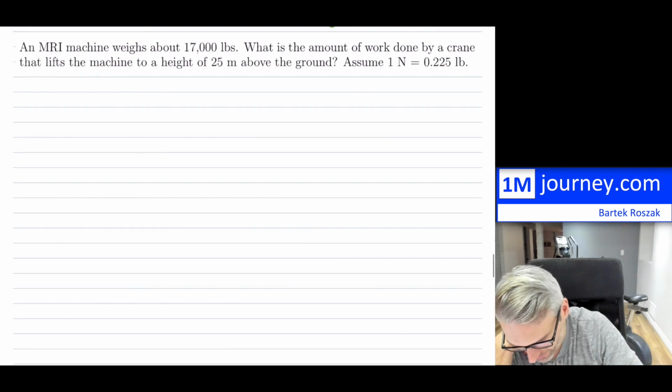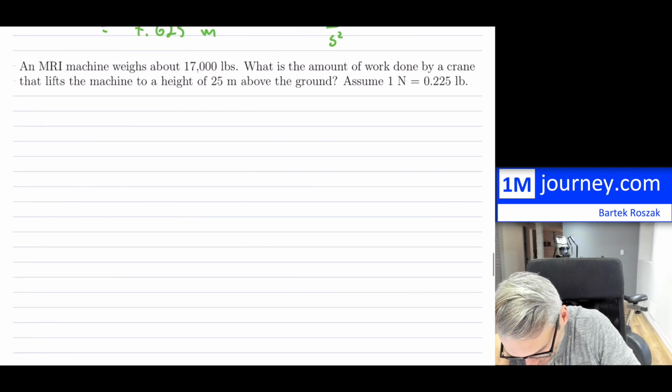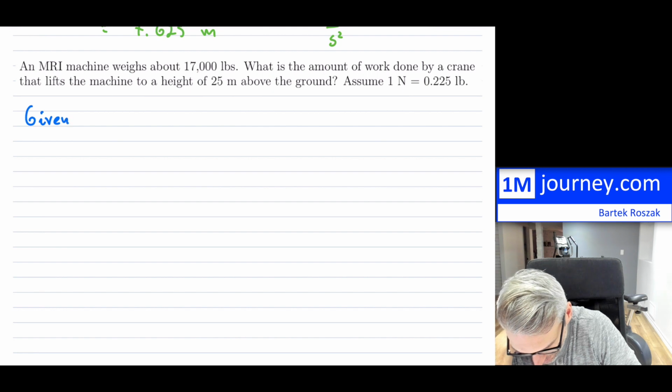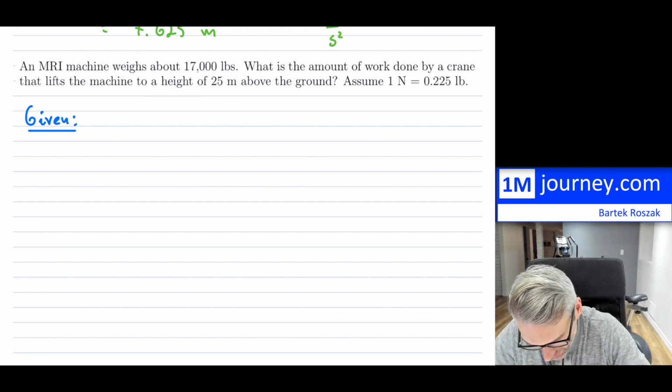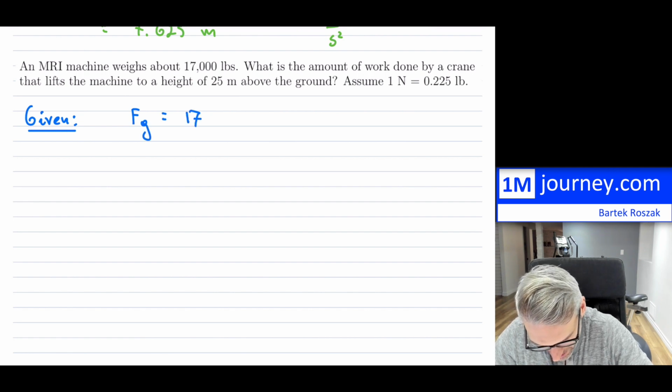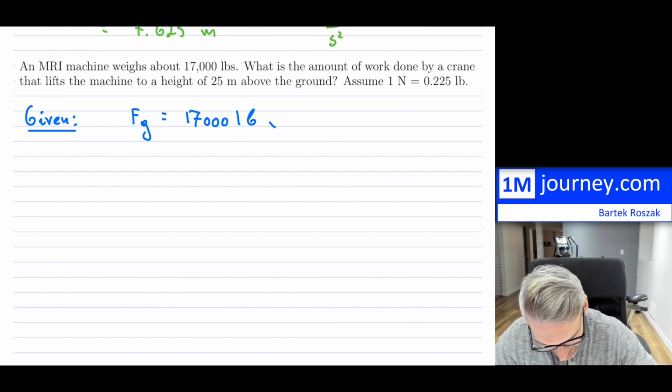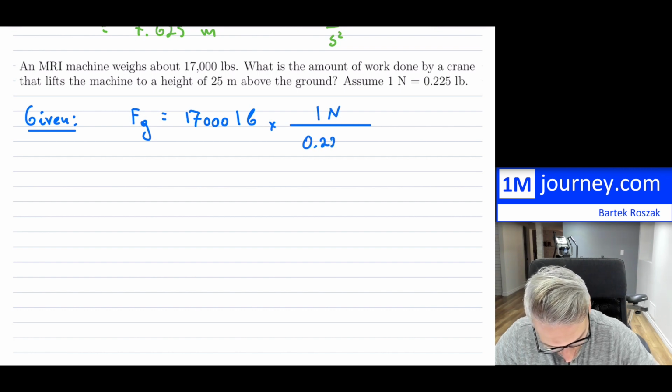So we have been given the following information. We know the weight, so this is going to be the force of gravity that we're going to have to overcome. This is 17,000 pounds. However, we want this in newtons to make it standard SI units. So I'm going to convert it right away so that I have that out of the way.